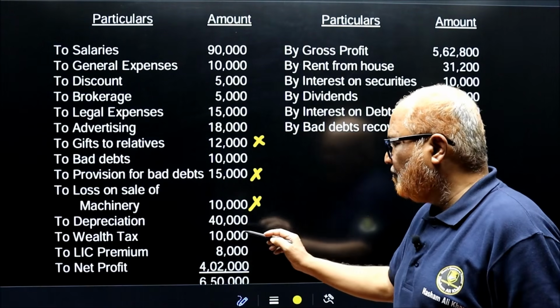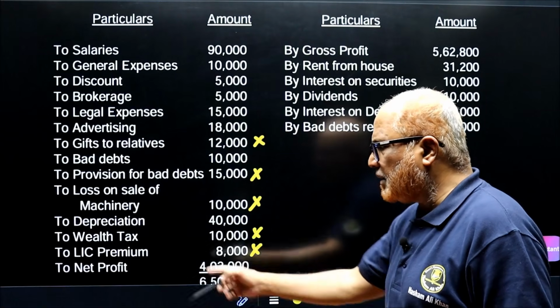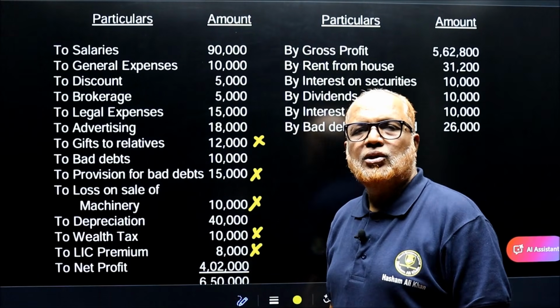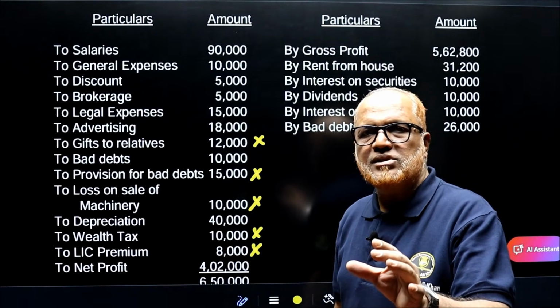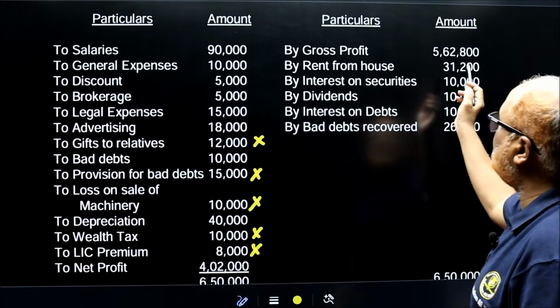We'll see. Wealth tax not allowed. Then LIC premium not allowed. These are personal, right? So whichever are the disallowed items, we have to add back. Now coming on the credit side, gross profit is given.